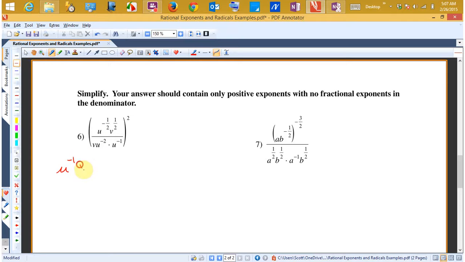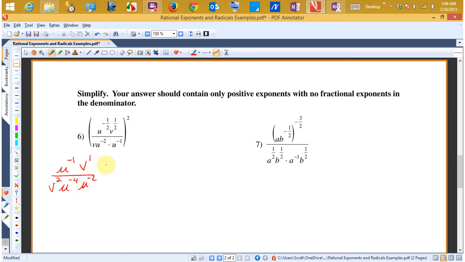The v would multiply by the 2, giving me v to the 1/2 times 2 is v to the first. Now down in the denominator, the v here, so take on that square. This u to the minus 2 would take on that denominator power, so that would be u to the minus 4th. And this u to the negative 1 would be u to the negative 2.